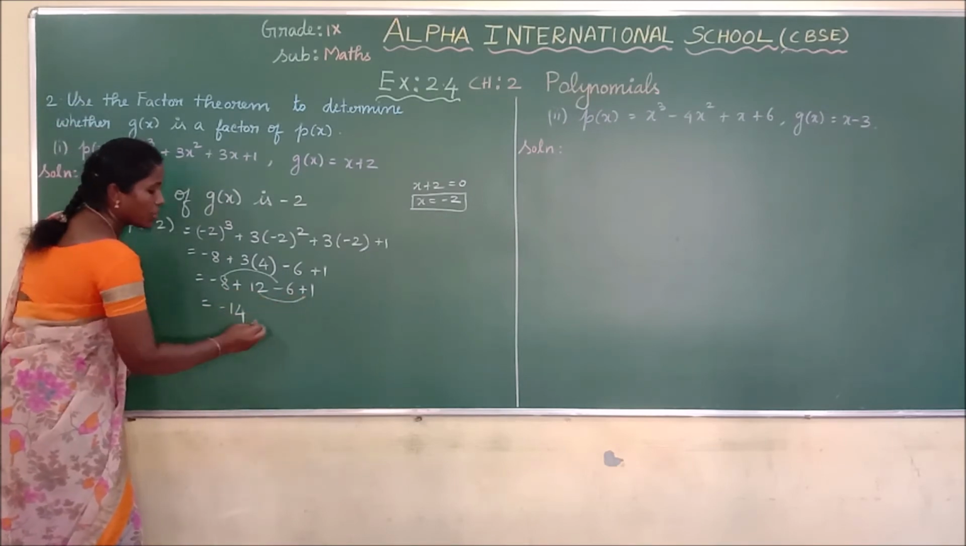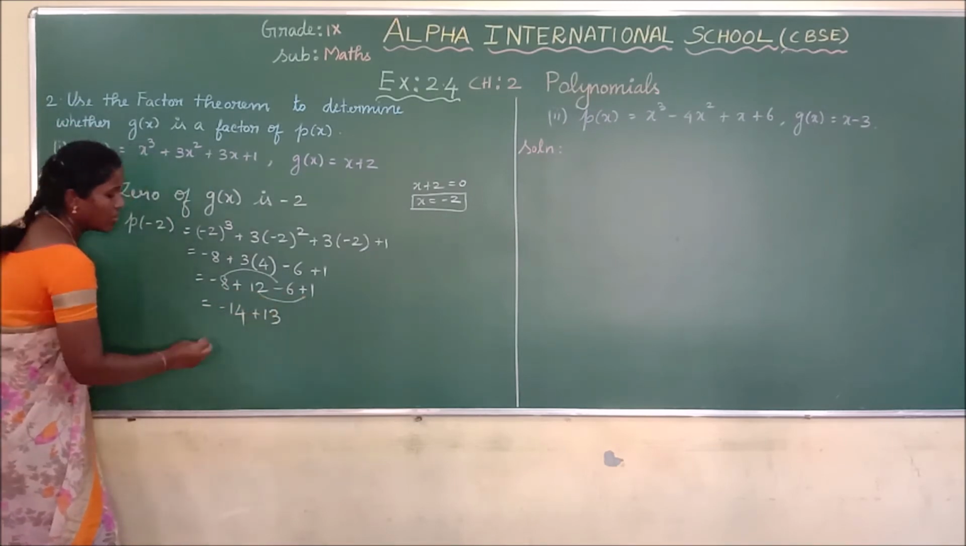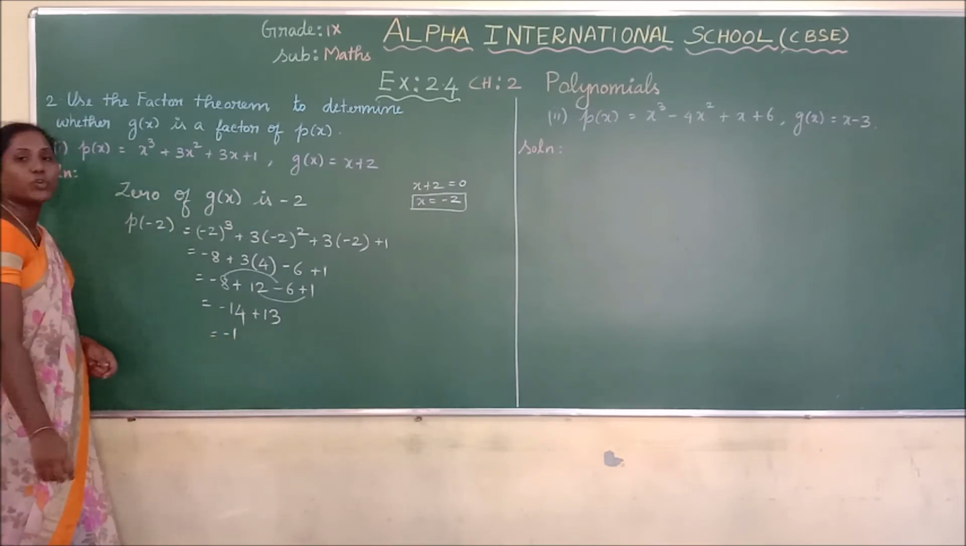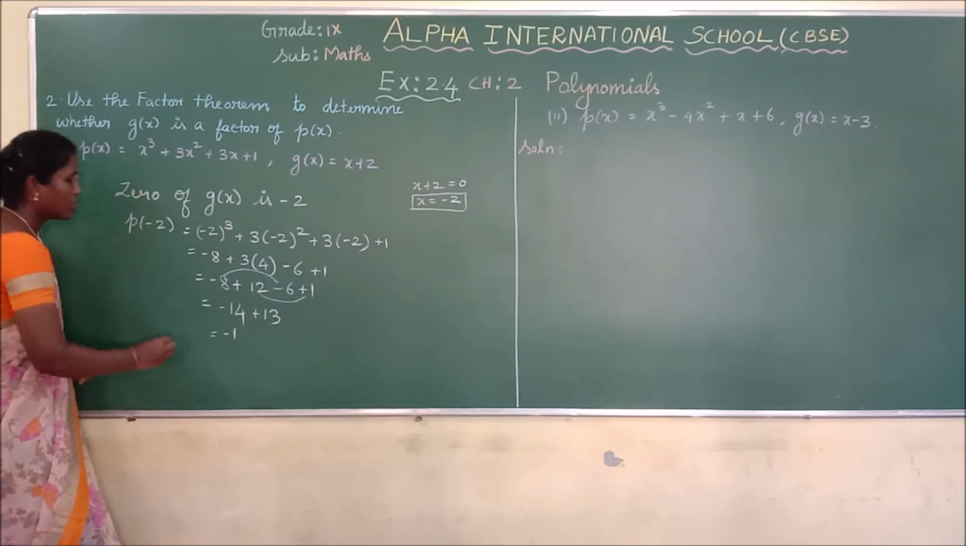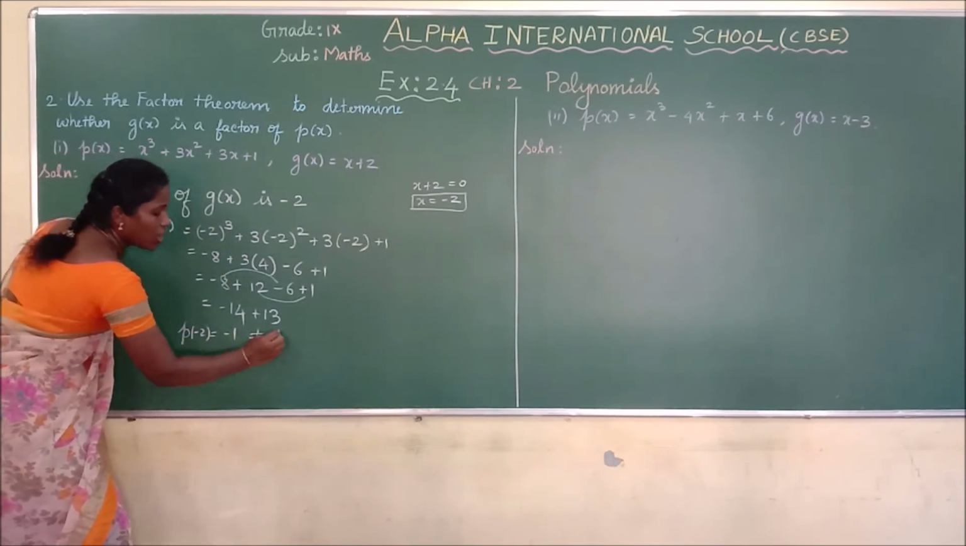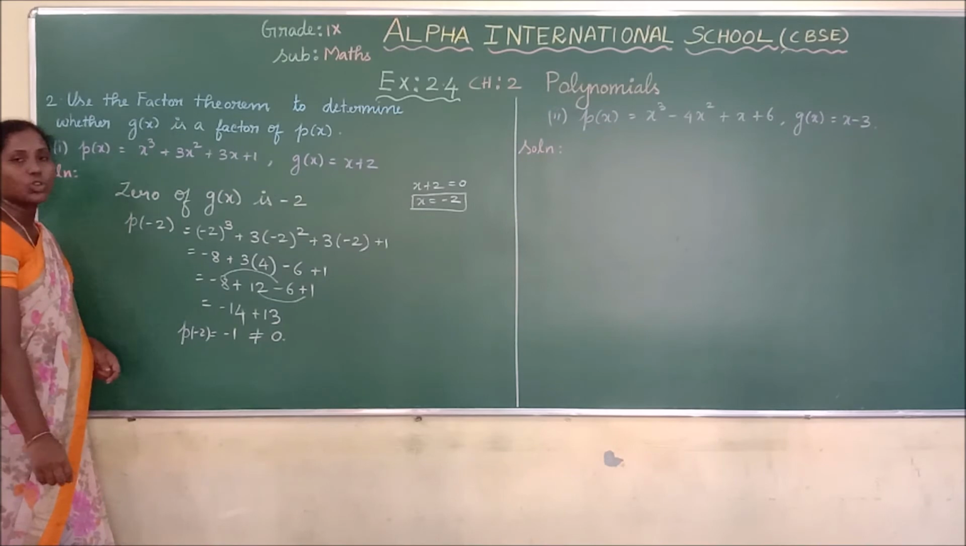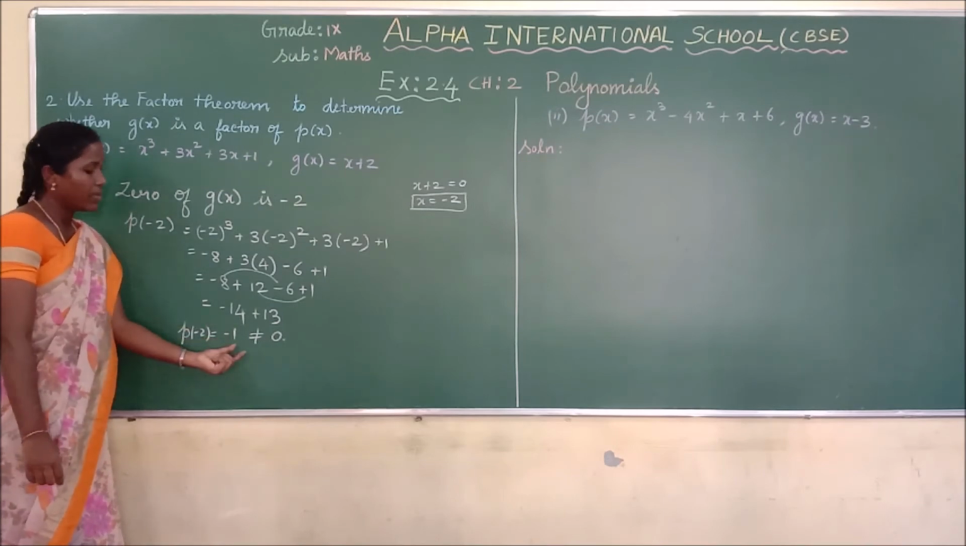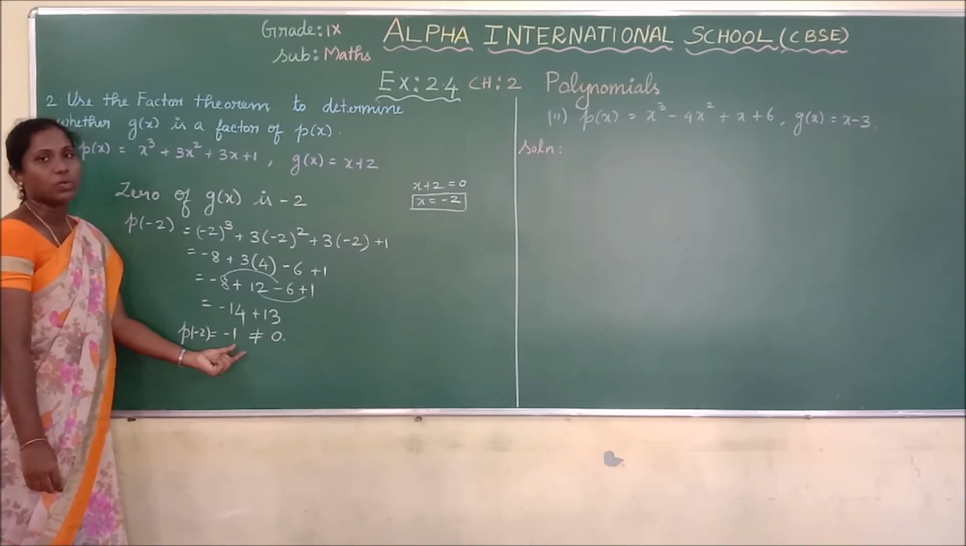12 plus 1 is 13. So what is the final value? Minus 14 plus 13 means it is minus 1. So here p of minus 2 is equal to minus 1, which is not equal to 0. Here we got the remainder as minus 1, which is not equal to 0.